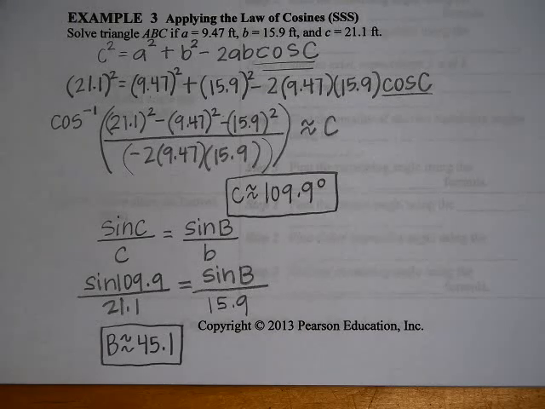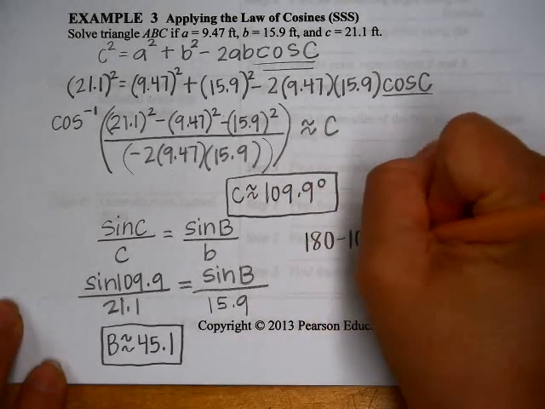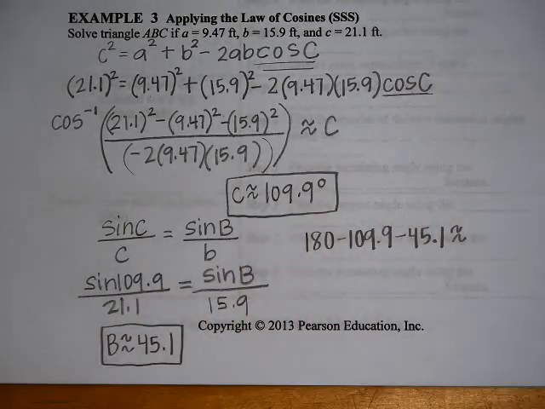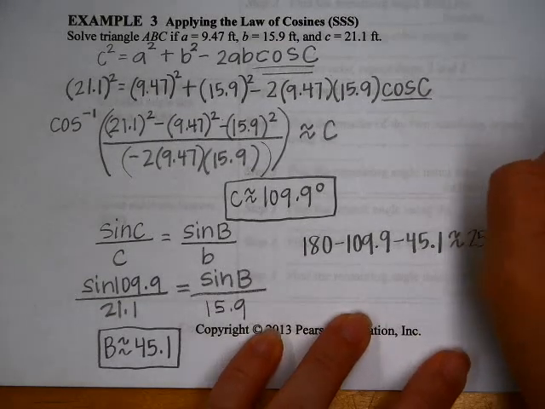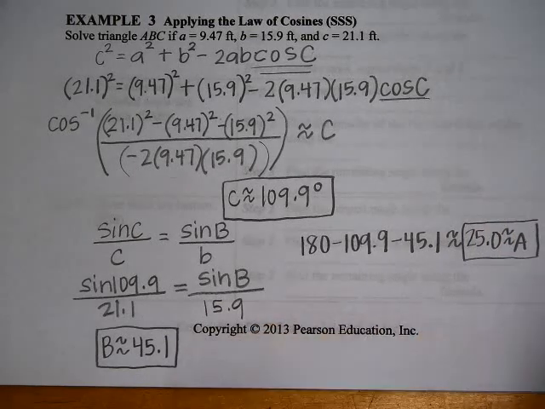Alright, and now that we know 2 of our 3 angle measures, what can we do? We can subtract. I'm getting 25. Are y'all getting that? Sweet. Alright, questions on example 3.